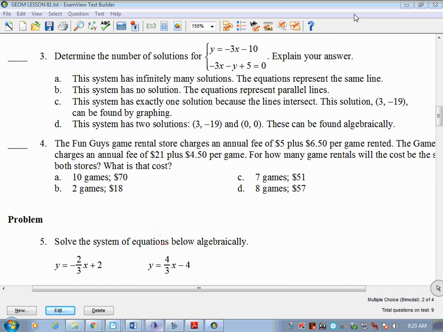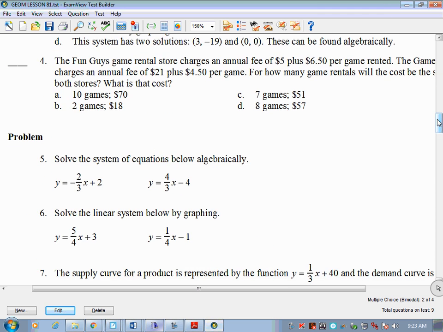All right, number four. The Fun Guys rental store charges an annual fee of $5 plus $6.50 per game. Game Bank charges an annual fee of $21 plus $4.50 per game. For how many game rentals will the cost be the same in both stores? What is the cost? We've solved questions like this before, right? What do I do? I know we've solved these questions. What do I do?